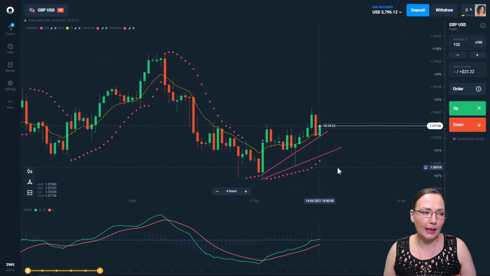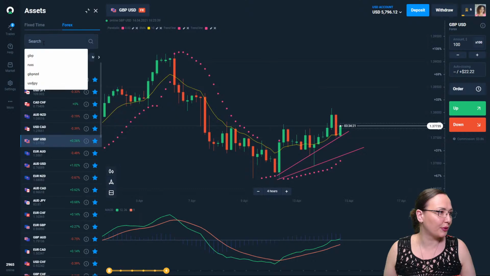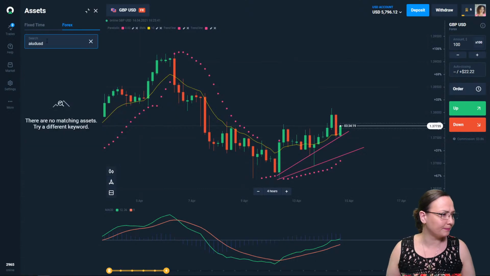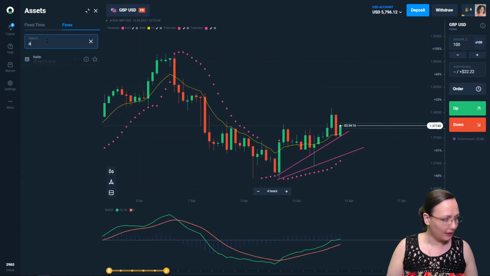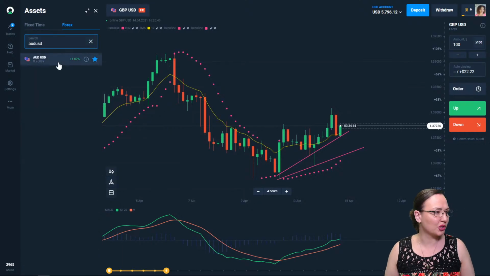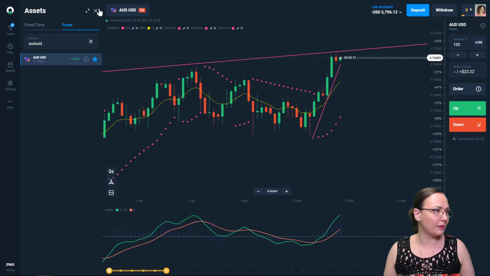And my friends, the last one that I'm going to look at with you today, also an interesting situation, is AUD USD, Australian dollar, and the greenback.